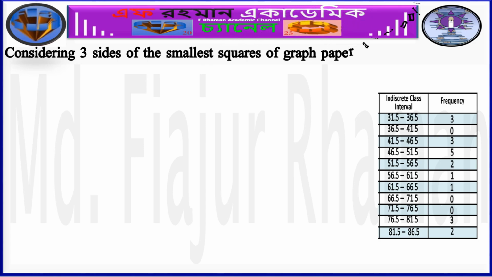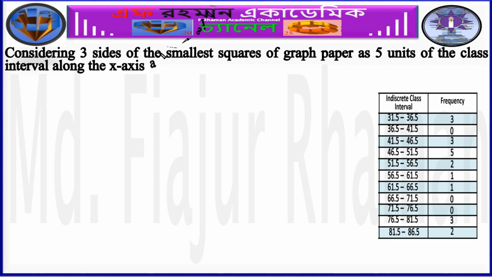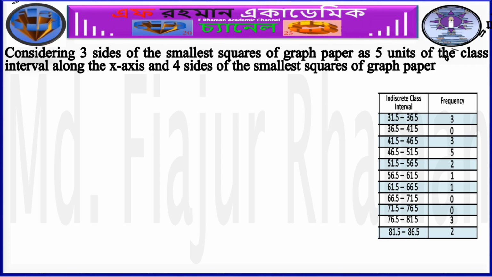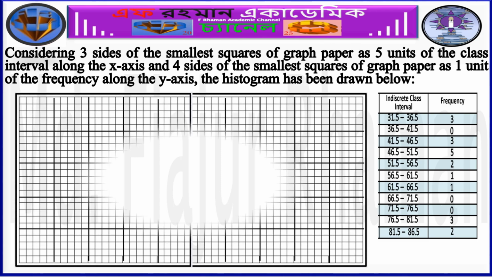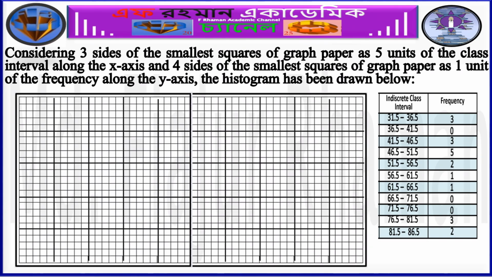Considering the three sides of the smallest squares of graph paper as 5 units of the class interval along the x-axis, and 4 sides of the smallest squares of graph paper as 1 unit of the frequency along the y-axis, the histogram has been drawn below. Let us take a sheet of graph paper and draw XOX' and YOY' as coordinate axes.